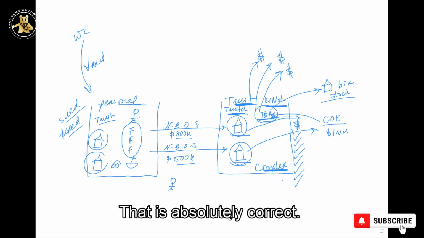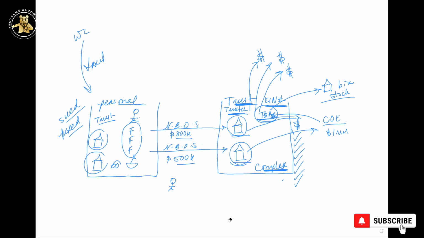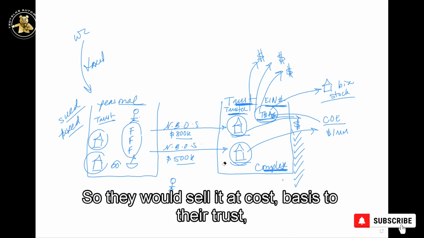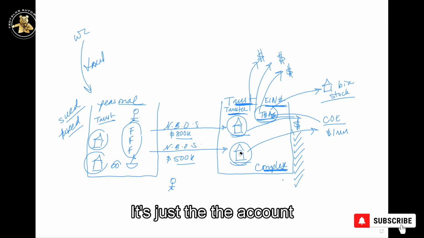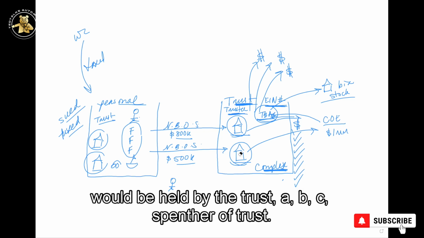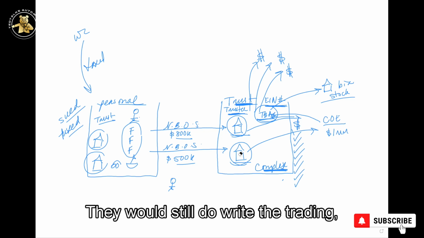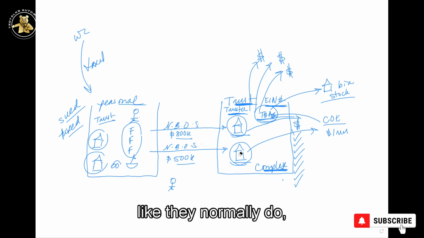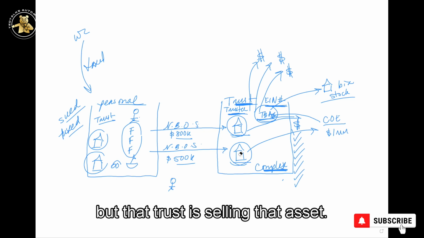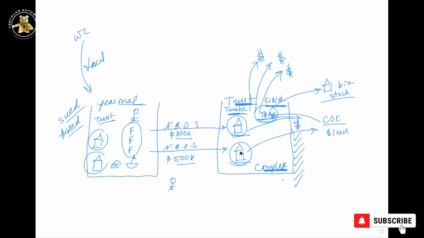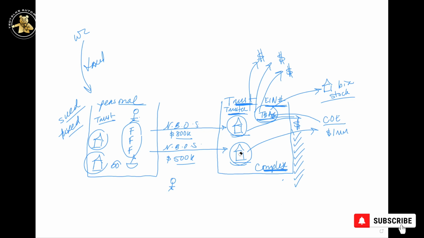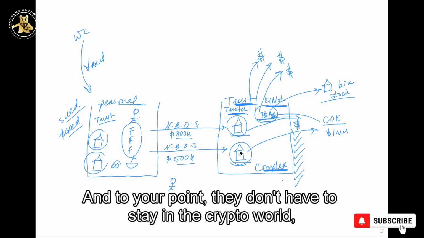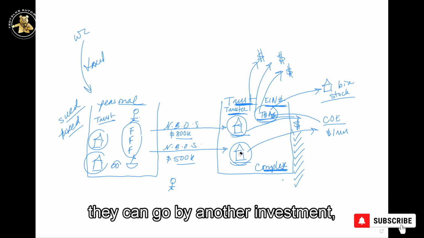Is that correct? That is absolutely correct, John. So they would sell it at cost basis to their trust, then be the puppet master of that trust. The account would be held by the trust, ABC Spendthrift Trust. They would still do the trading like they normally do, but that trust is selling that asset. And then all of those capital gains come in deferred, and then they can deploy. And to your point, they don't have to stay in the crypto world. They can go buy another investment.